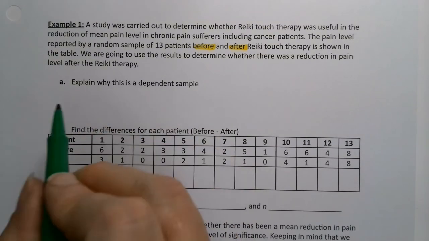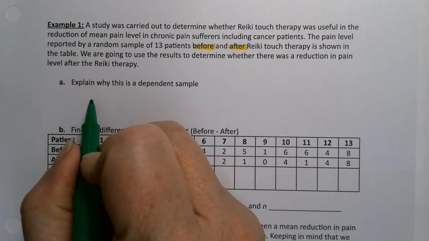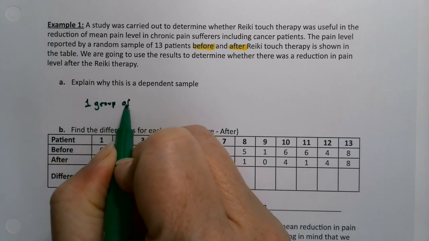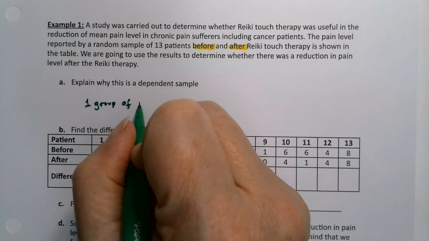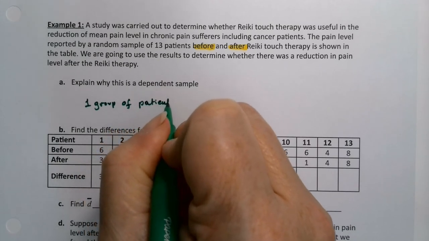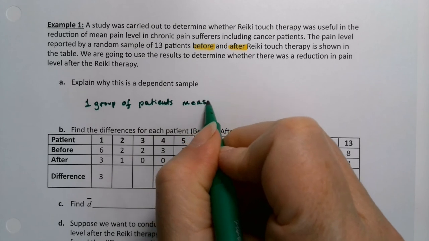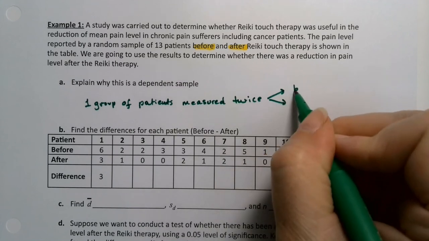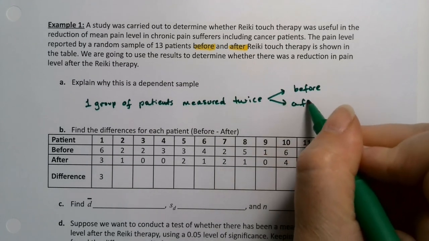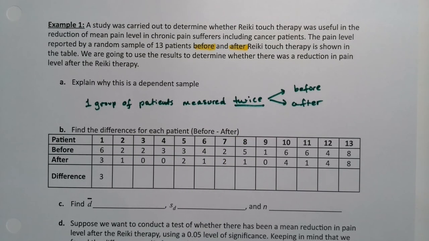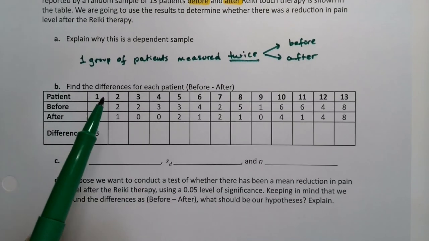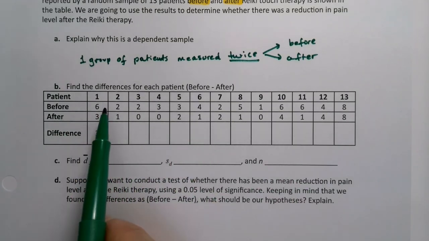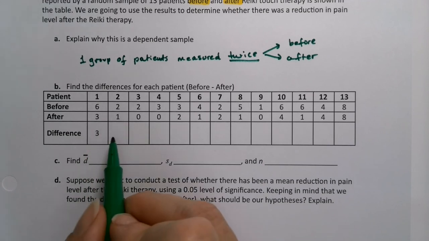All right, so for the first part, why is this a dependent sample? We would say it's because it's one group of patients. These are chronic pain sufferers, right? Measured before and after. Before and after is classic dependent sampling. All right, great. So now we're going to find the differences for each patient. Now, of course, this is actually a pretty easy calculation to do. 6 take away 3 is 3, 2 take away 1 is 1, and so on.